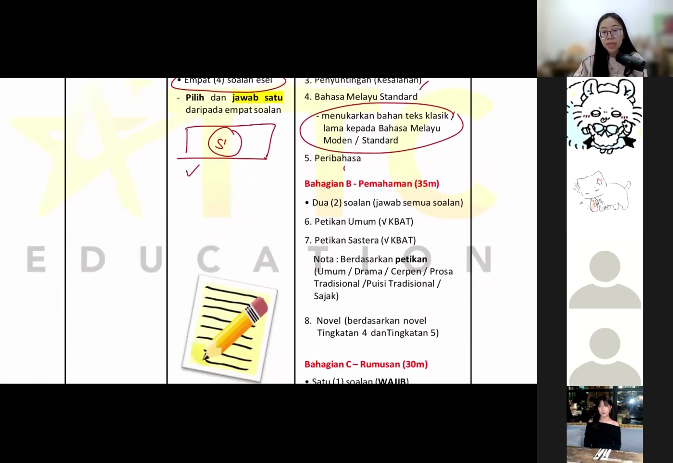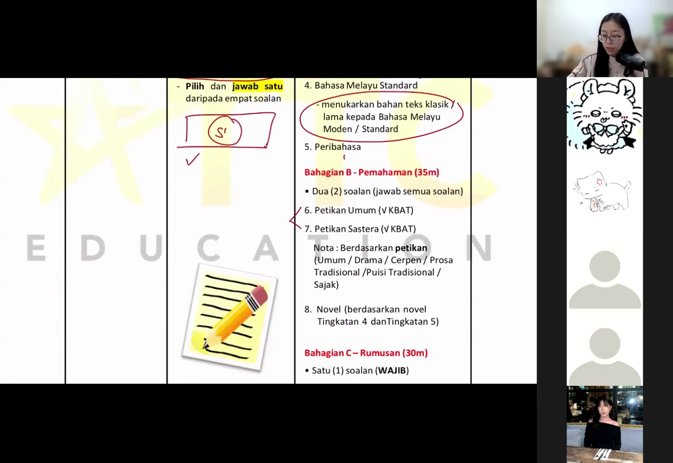Now for bahagian B they have 2 keyword questions, right? And then 2 pemahaman, total 4 questions. And then they have 2 keyword questions, which means half of the questions are keyword questions. Try not to skip any question because maybe you answer this question and then you get an A, right?